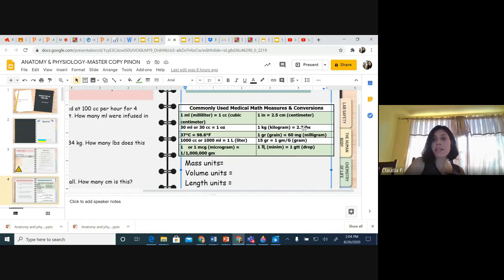1 kilogram is the same as about 2 pounds. And so you'll be able to use this when we go into our problems next. This part you don't have to memorize. You can always reference that whenever you need.